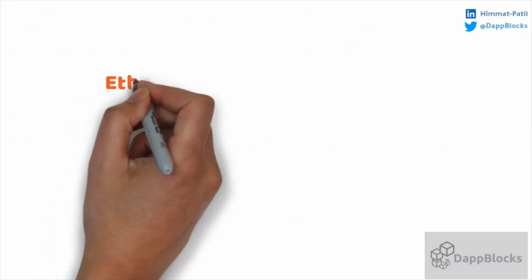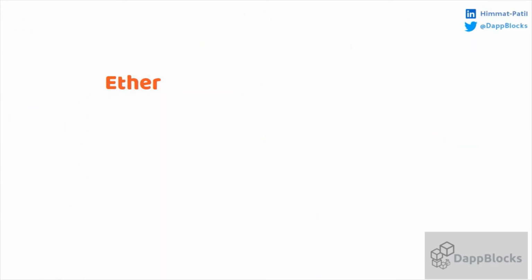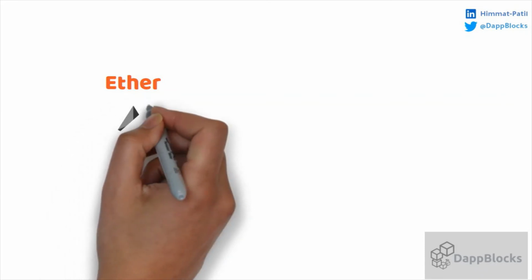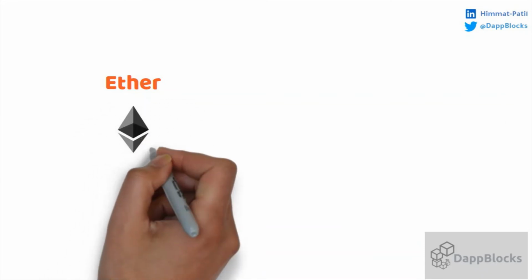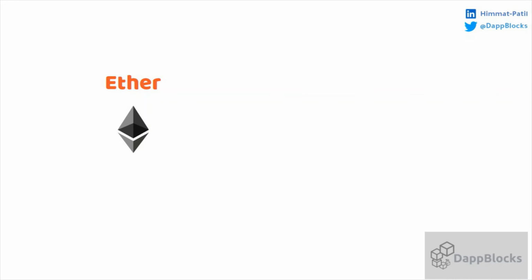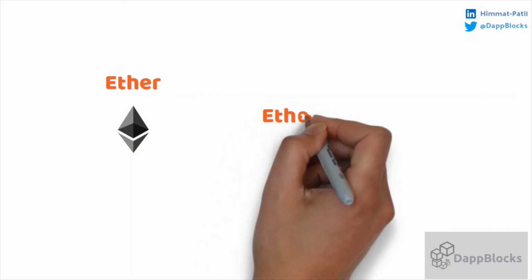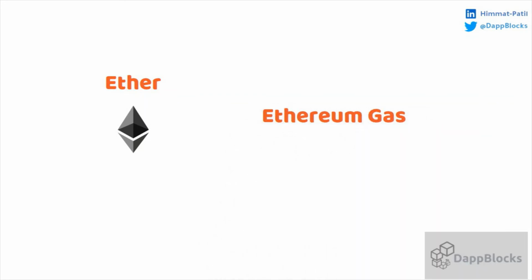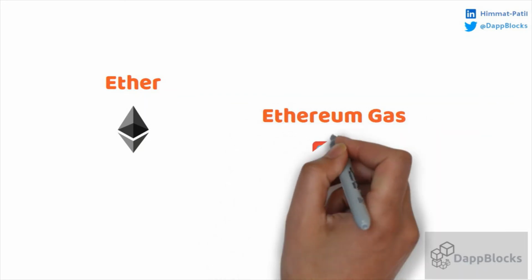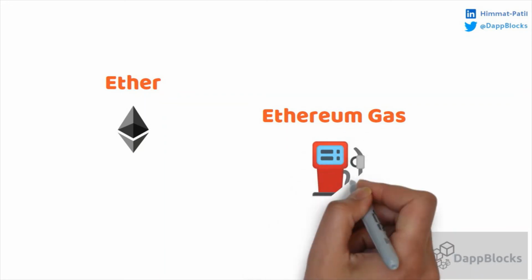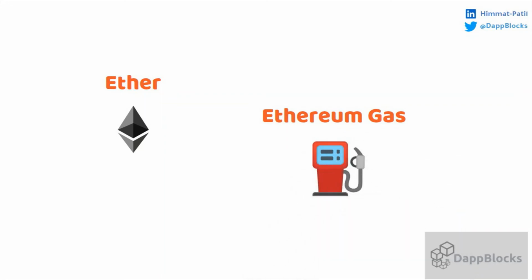Now let's understand what is Ether and Ethereum Gas. Ether. Decentralized applications on the Ethereum network require computing power, and Ether is a form of payment for network participants to carry out the operations that they request on the network. Ethereum Gas. Ethereum Gas is the cost required to complete a transaction or execute a smart contract function on the Ethereum platform. The price of gas is determined by the supply and demand on the network.